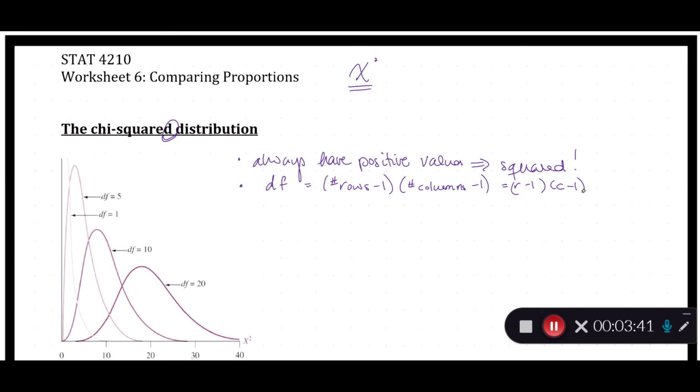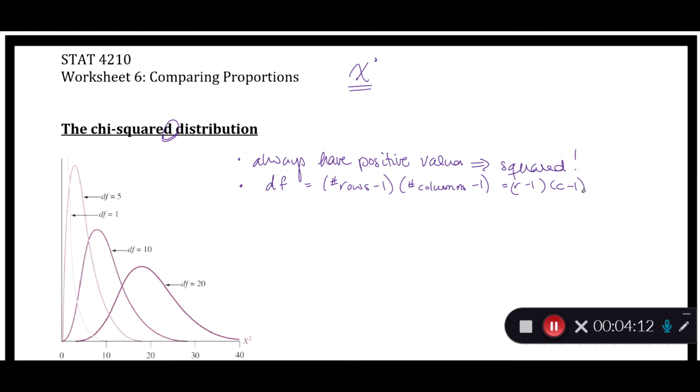We know that this can be found because if we know that the rows have to sum up to a total, then whatever that last row is going to be dependent on the sum of the previous R minus 1 rows. And if all the columns have to sum up to something, if there is a column sum, then we know that whatever that last column is has to be a function, is dependent on whatever all those previous columns are. So we have R minus 1 times C minus 1 degrees of freedom.